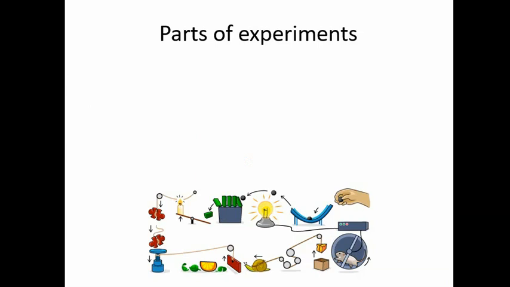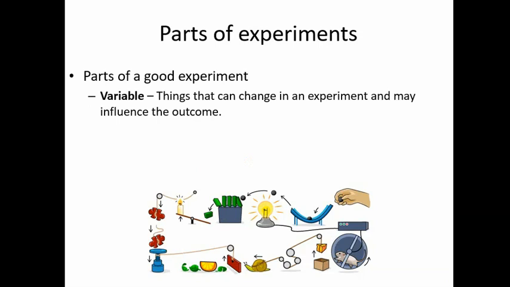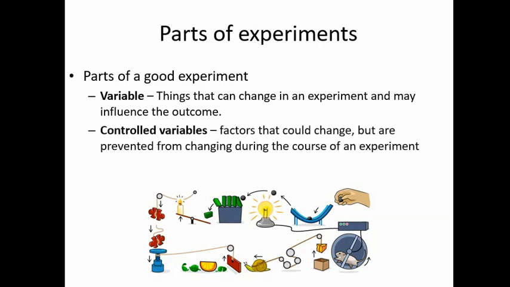We can look at other parts of an experiment. A good experiment uses variables, and that means the things that you can change in an experiment and might influence an outcome. We have specific kinds of variables. Controlled variables are those factors that could change but are prevented from changing during the course of an experiment. Controlled variables are things kept the same. Keeping things the same allows us to see that there was one specific thing that we changed. So controlling variables helps us isolate the one that's really important to us.